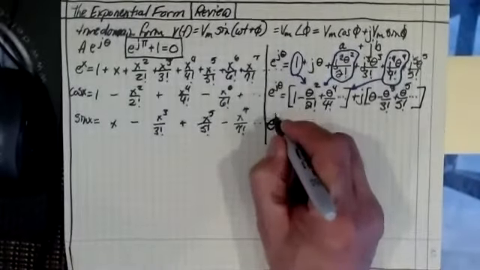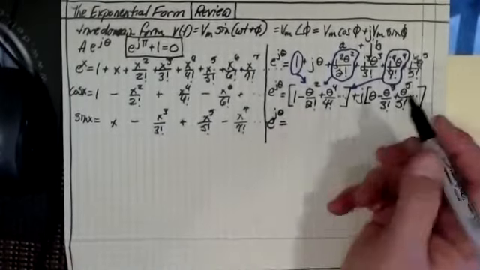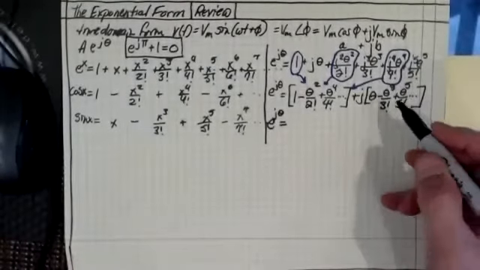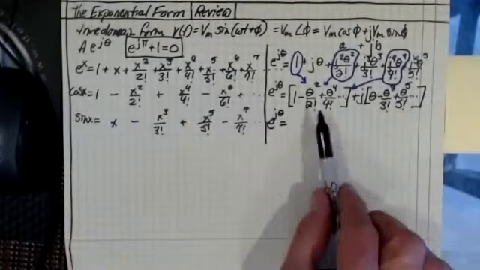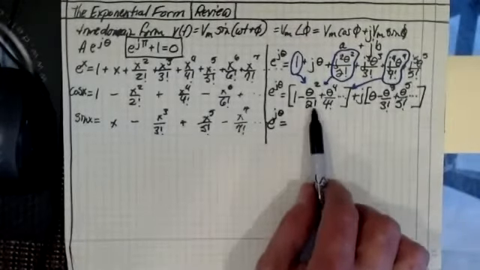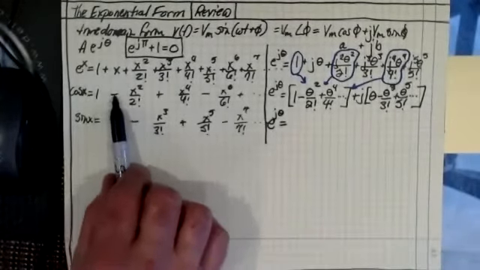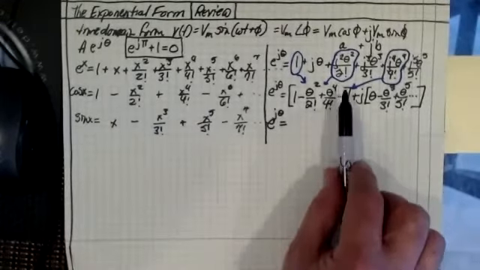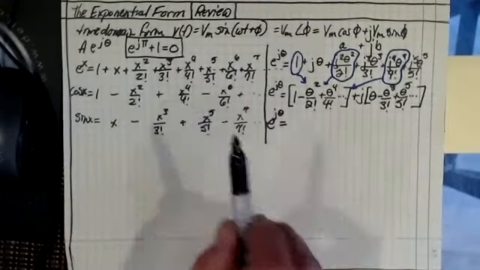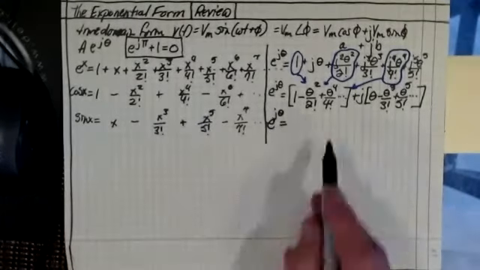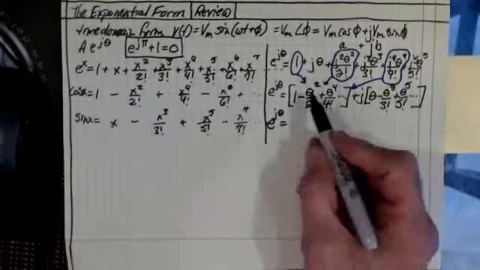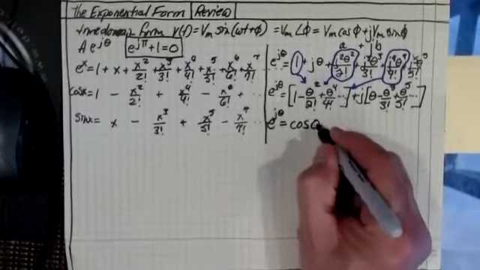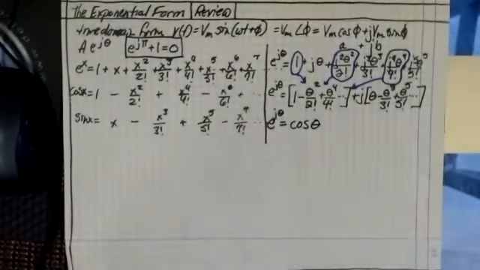So e to the j theta is just going to be, and this is what I wanted to prove here with this. When we look at the expansion series, well, let's look at this one. 1 minus theta squared over 2 factorial plus theta to the 4th over 4 factorial. Well, that's cosine, isn't it? And it's cosine of what? Cosine of x or cosine of theta. So cosine of theta, right?